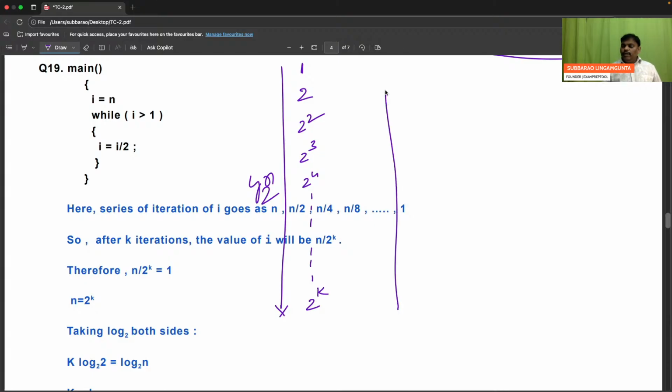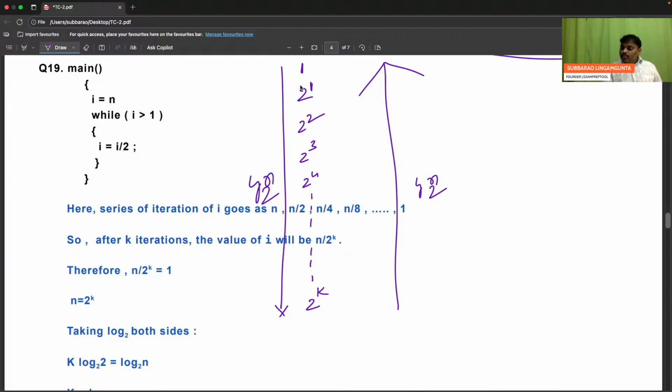If you always divide by 2, 2 power k by 2 gives 2 power k minus 1, again by 2, 2 power k minus 2, and so on, 2 power 1, 2 power 0. So this is also log n base 2. Remember, whether you make a double or make a half, both are the same. Addition's reverse is subtraction. Multiplication's reverse is division. Into 2's reverse is divide by 2.